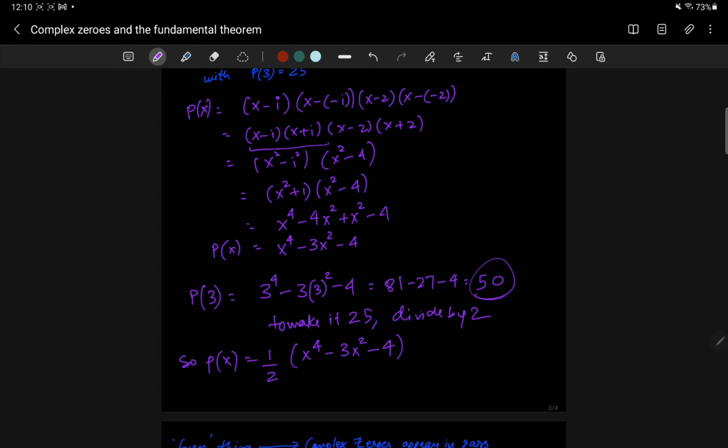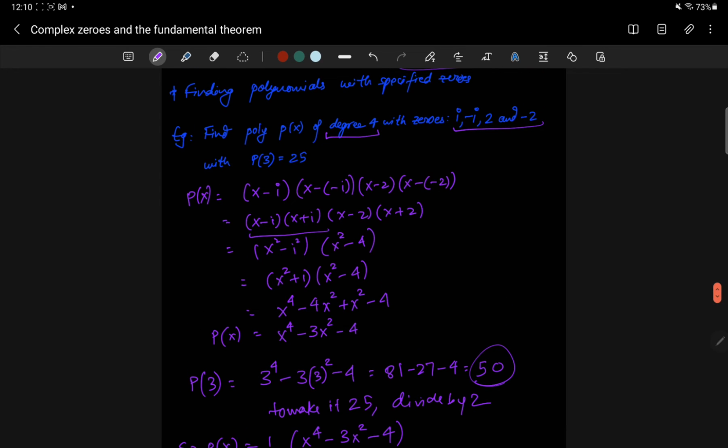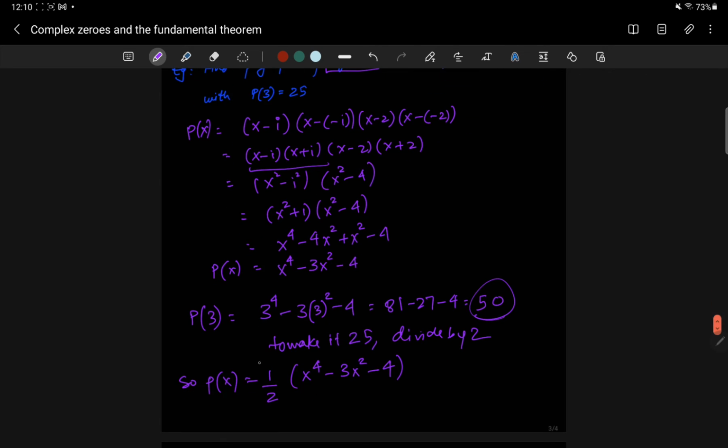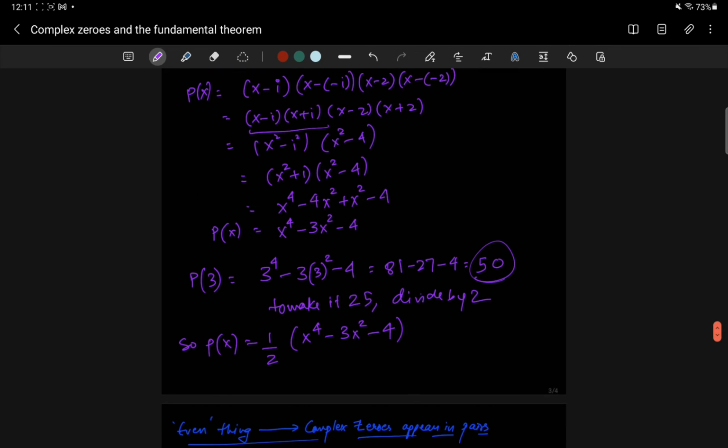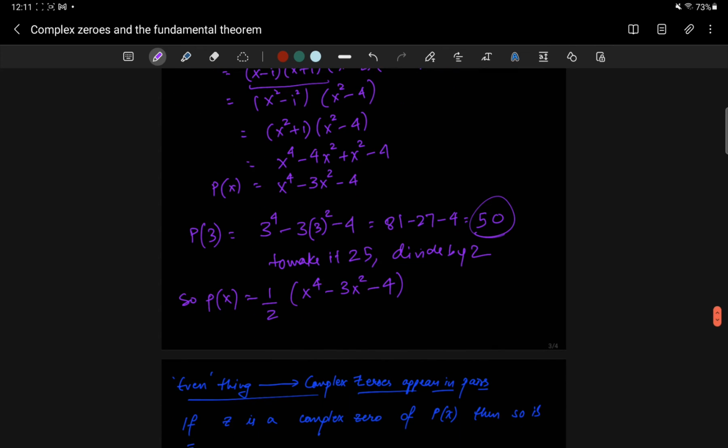Why does that work? That works because by multiplying everything by 1/2, I am not really changing the zeros. The factors remain the same. And by multiplying by 1/2, I'm ensuring that this particular condition is satisfied. And the condition is that the polynomial evaluated at 3 is 25. So that's how it works.